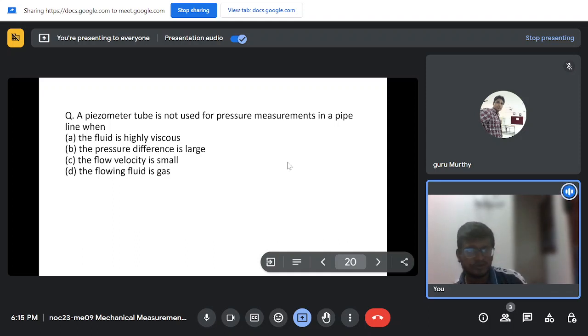So this type of piezometer tube cannot be used to measure pressure in which of the cases? A, a highly viscous fluid, and B, the pressure difference is large between the gauge outer one and the fluid pressure, so that is very large, C, the flow velocity is small, and D, the flowing fluid is gas. So in this case, the answer is option D, the flowing fluid is gas, because this doesn't have a medium or interface to create enough force. So that's why the answer is option D.